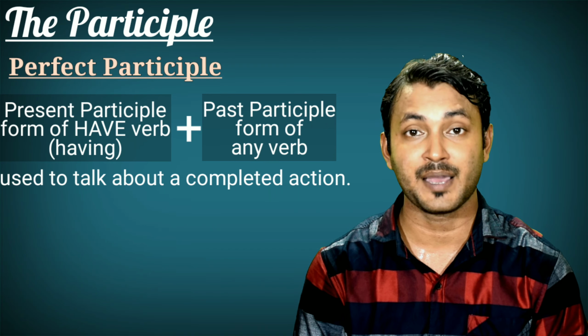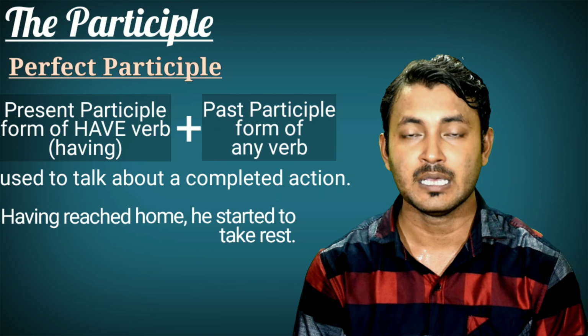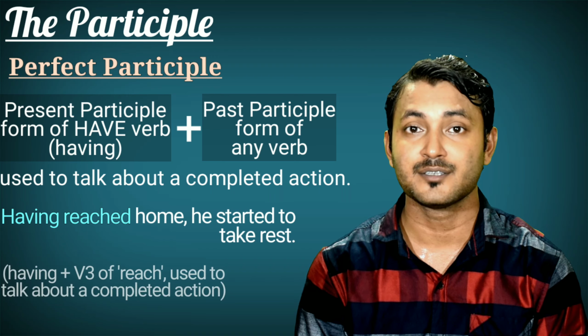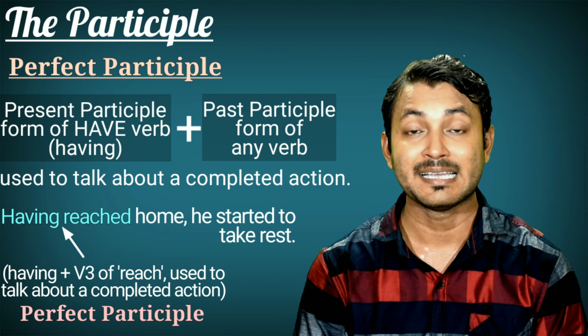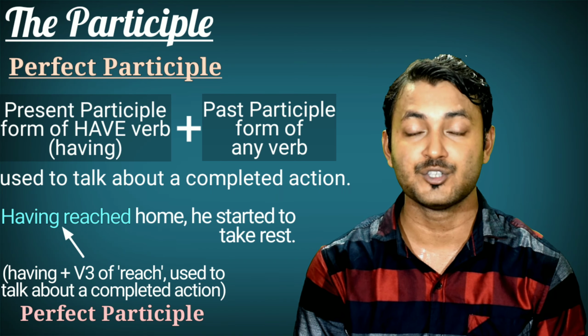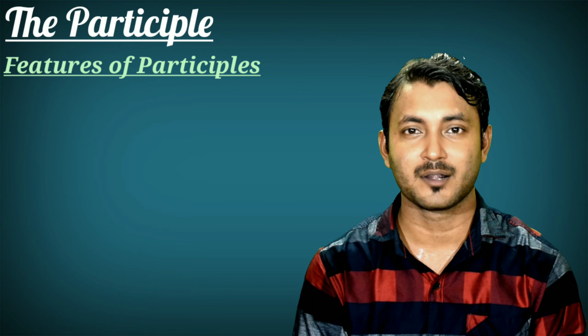In the same manner, having reached home, he started to take rest. In this sentence, having reached is the example of a perfect participle that is talking about a completed action. Now let us talk about different features of participles.